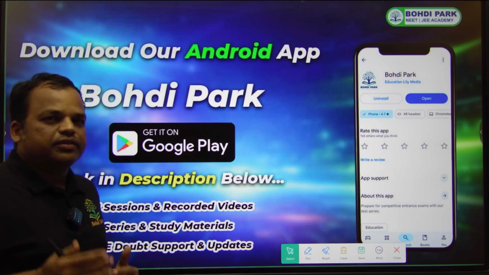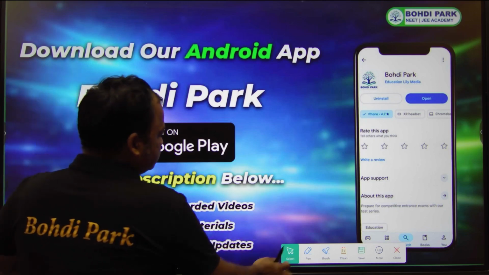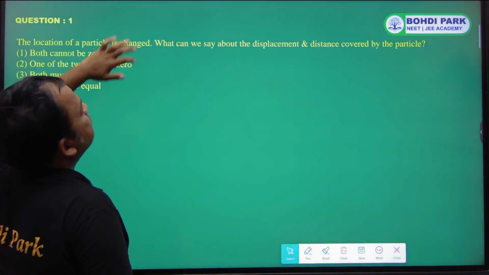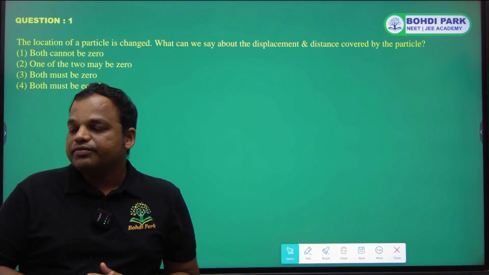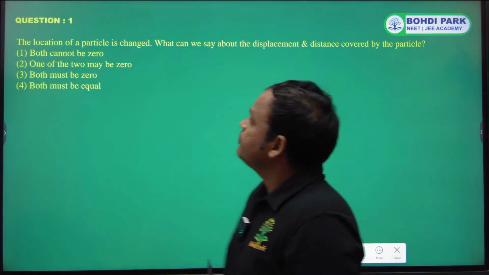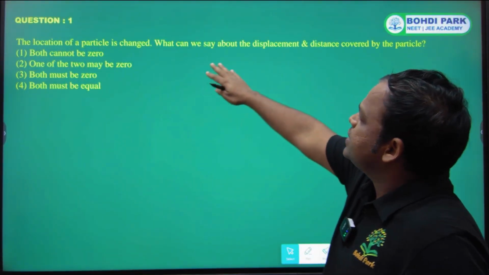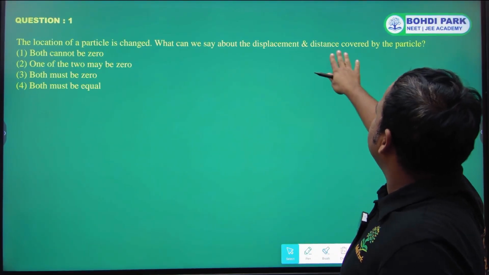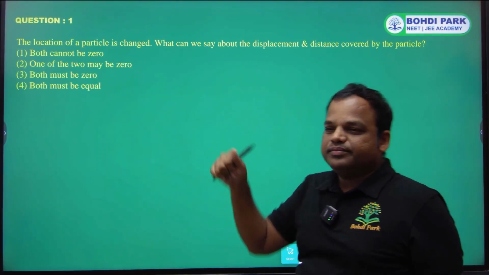So let's start with the first question. Look at this first question. Location of a particle is changed. What can we say about displacement and distance covered by the particle?